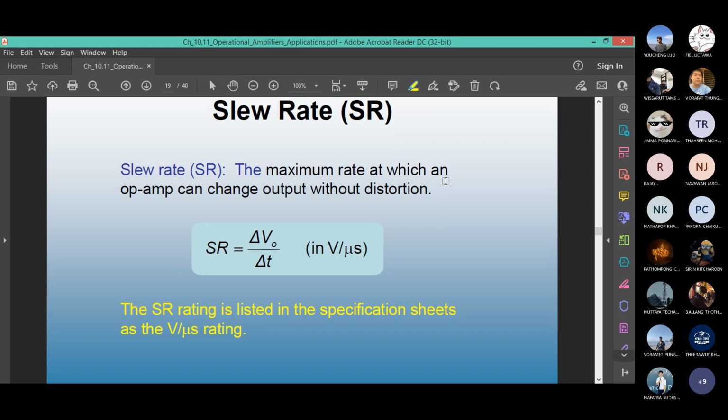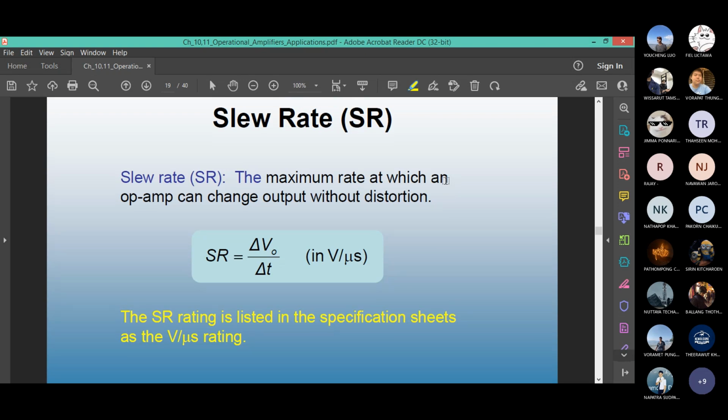What is the meaning of distortion? What do you understand by distortion? Anything that affects the signal? Distortion means corruption in the signal. Let's say you have a sine wave, and then the output does not look like a sine wave. It looks maybe crooked or something that you don't recognize. That's a distortion of the signal.